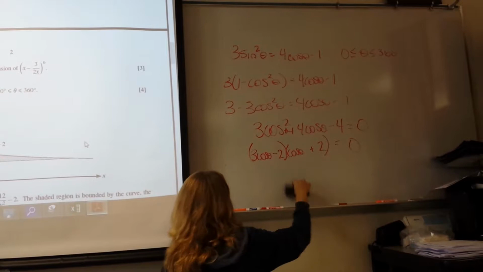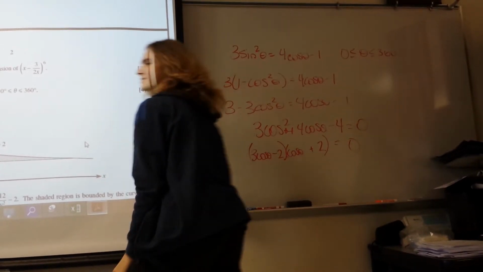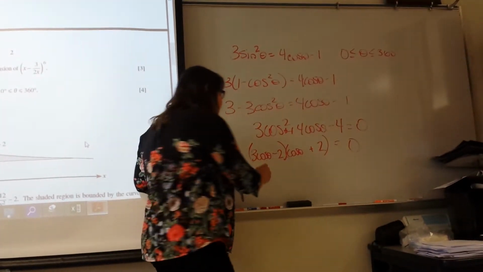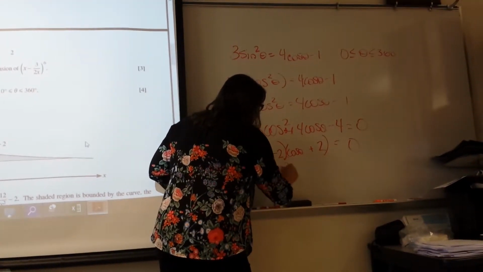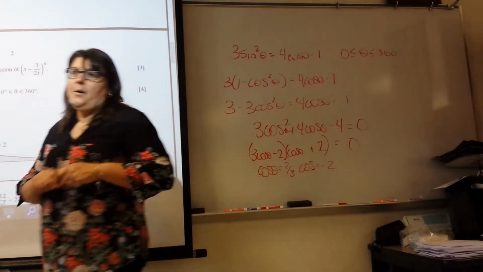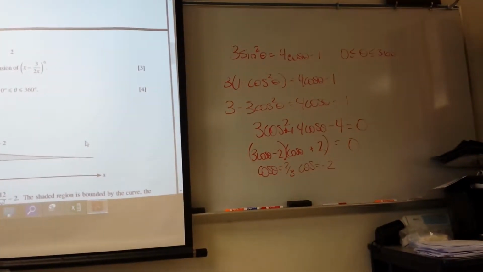Or you can use the quadratic formula. So we've got cosine equals 2/3, cosine equals -2. So now what? It wants me to solve.